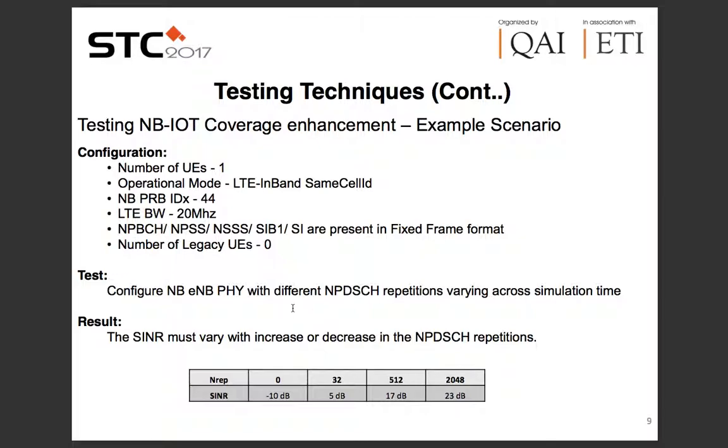So the test would be configuring the NB-IoT eNodeB PHY with different channel repetitions varying across the simulation time. The output result should be that the simulated UE experiences an increase in SINR with the increase in the number of repetitions. Example numbers for repetitions corresponding to SINR are shown in this slide.